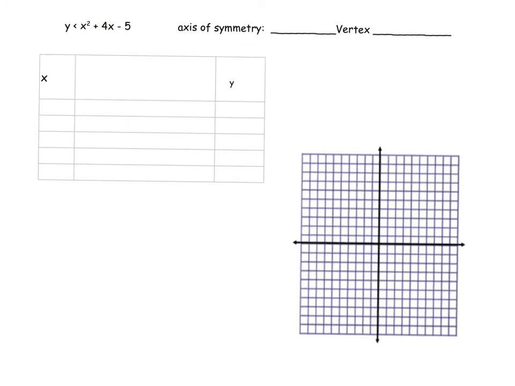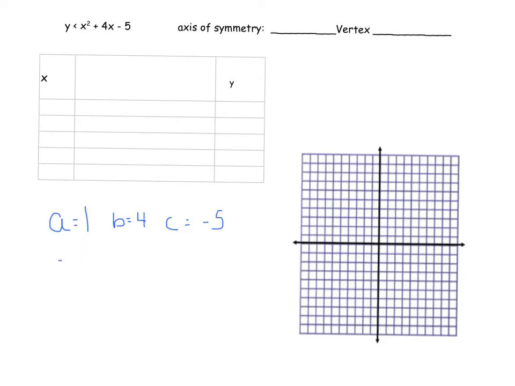Alright, first problem. y is less than x squared plus 4x minus 5. So remember, I highly suggest you pull out your a, your b, and your c. So a is 1. That's right there. There isn't anything there, so it's going to be a 1. b is 4, and c is a negative 5.